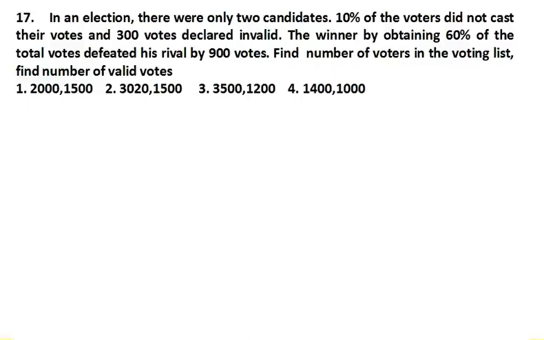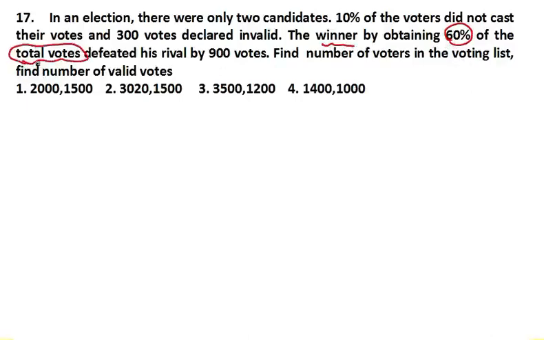So let's start. In an election there were only two candidates. 10% of the voters did not cast their vote and 300 votes were declared invalid. The winner obtained 60% of the total vote. Look guys, now this line is very important. 60%. The winner got 60% of what? Total vote.